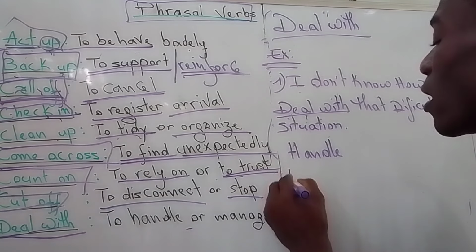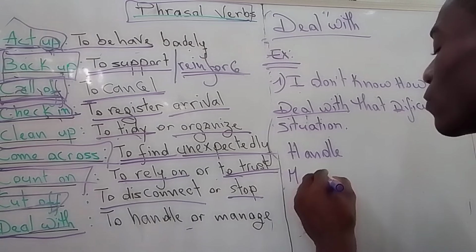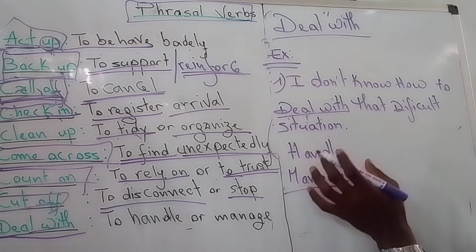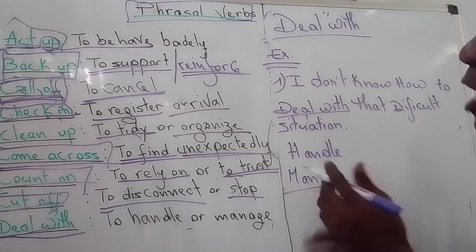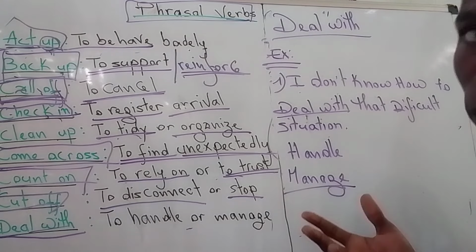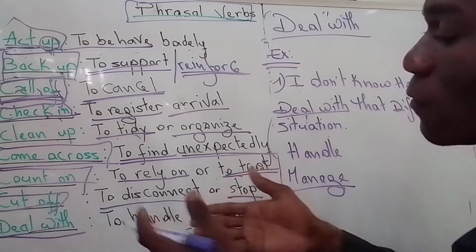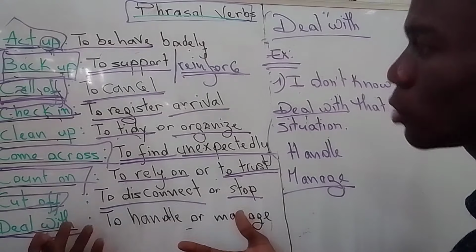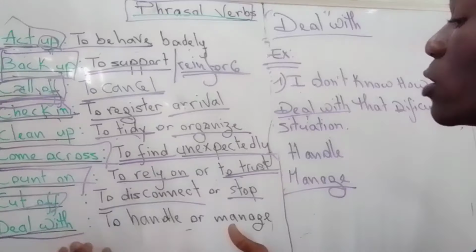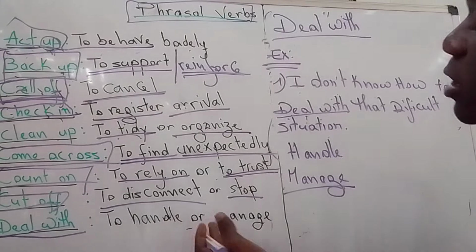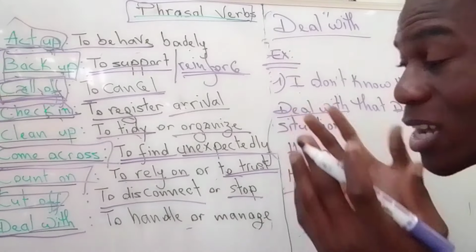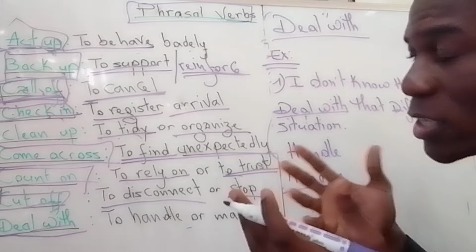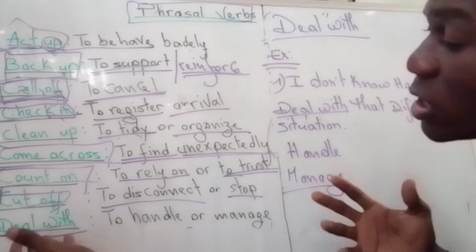And you can also say, I don't know how to manage that difficult situation. I don't know how to handle it. I don't know how to manage it. I don't know how to deal with it. Okay? That's the meaning of deal with as a phrasal verb. These phrasal verbs are really important to know in English. When you use deal with instead of handle or manage, that sounds more beautiful. That sounds professional in English.